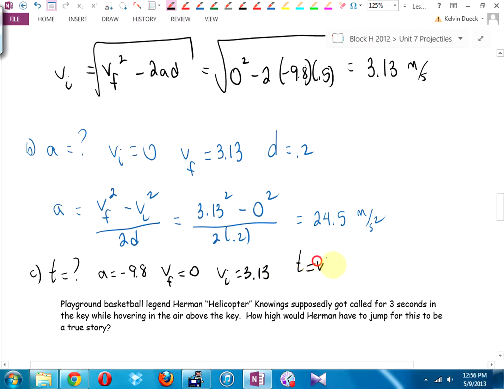T equals VF minus VI over A. 0 minus 3.13. Can you do this equation with the distance too? Probably. D equals VIT plus a half AT squared. That one? Yeah. So you'd have T equals the square root of 2 times D divided by A? Sure.